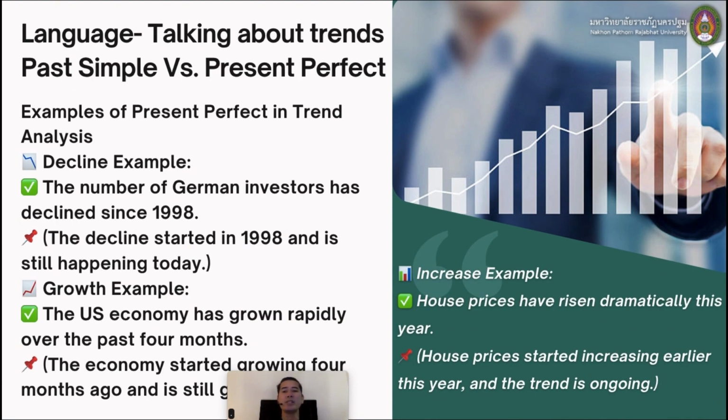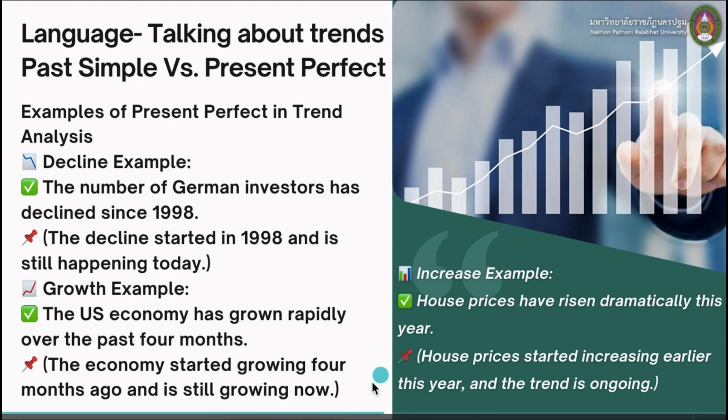Now, examples of present perfect and trend analysis. For decline: the number of German investors has declined since 1998. And then growth, for example: the US economy has grown rapidly over the past 4 months. The economy started growing 4 months ago and is still growing now. For increase: house prices have risen. Risen is also an example of increase. They have risen dramatically this year. So something like this.